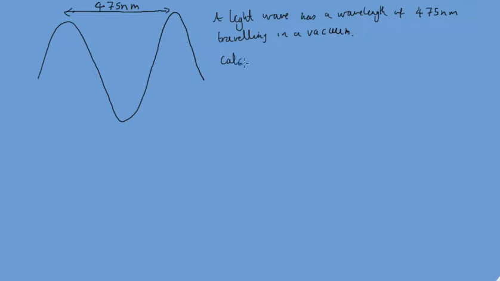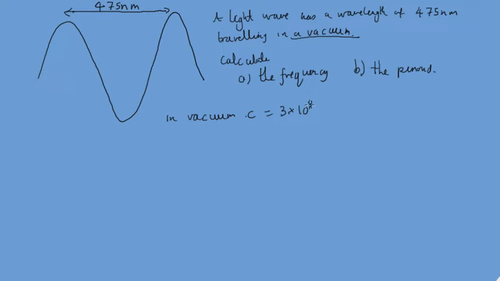So calculate A, the frequency, and B, the period. Firstly, it's in a vacuum. So in a vacuum, the speed of light, c, is 3 times 10 to the power of 8 meters per second. The speed of light not in a vacuum is slightly less.